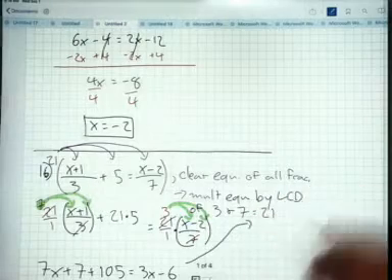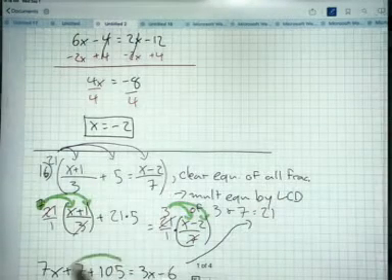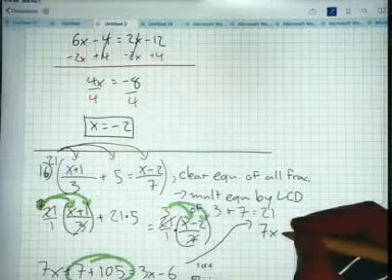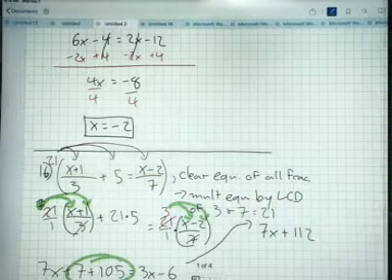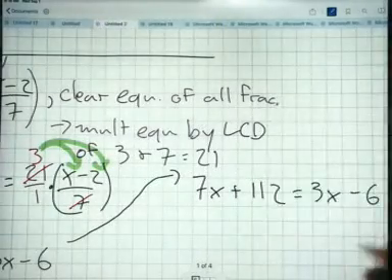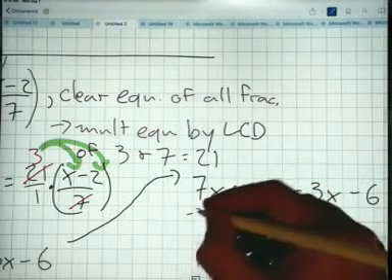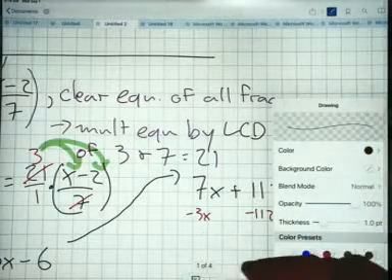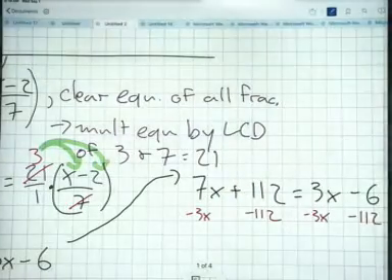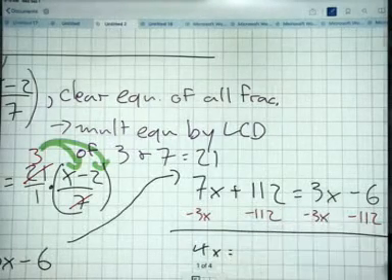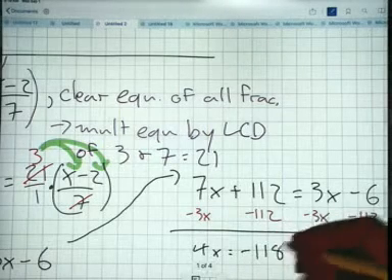Let's see. I can take the 7 and the 105 and add them together. So that's going to be 7x plus 112 is equal to 3x minus 6. Then we will subtract 3x, subtract 3x, subtract 112, subtract 112. Let's see, we get 4x is equal to negative 118.